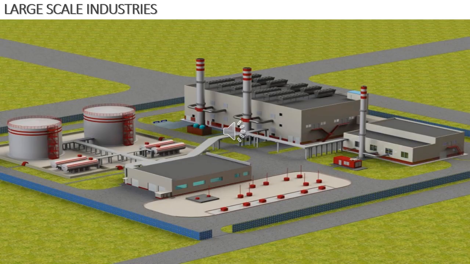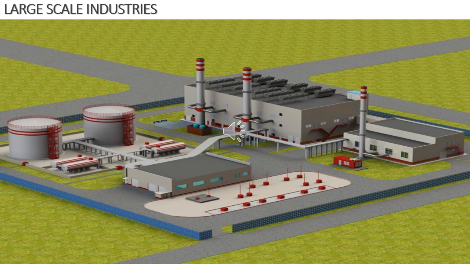Large scale industries: the capital required for the establishment of the industry is more than 1 crore. Then the industry is called a large scale industry. The money required for the establishment of the industry is more than 1 crore. Examples: iron and steel industry, oil refineries, cement and textile industries are the best examples for large scale industries.